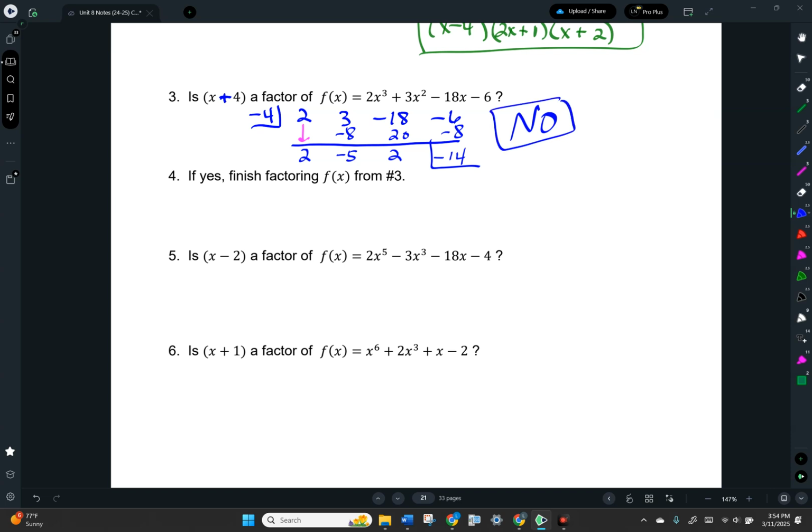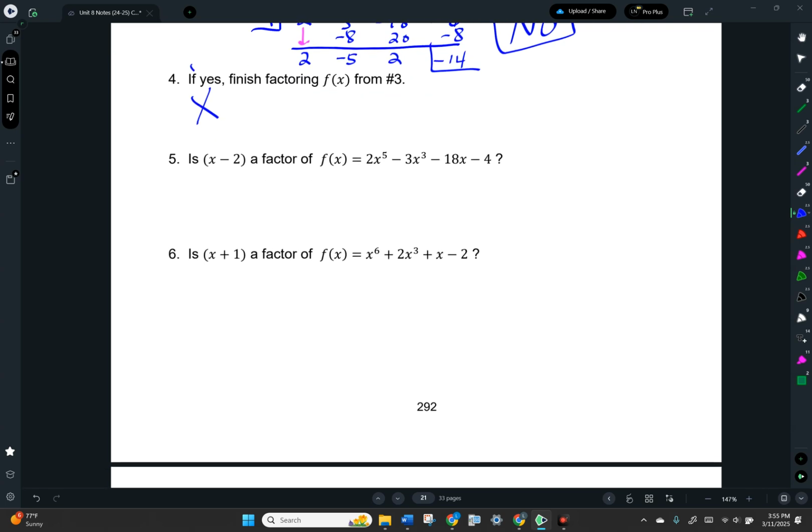Okay? And what that means is you can't say that x plus 4 times 2x squared minus 5x plus 2. It doesn't work that way. So like number 4 says, if yes, well, I don't even have to do this because it wasn't a yes, right? So you can't do anything if it wasn't a yes. Okay, let's go to number 5.